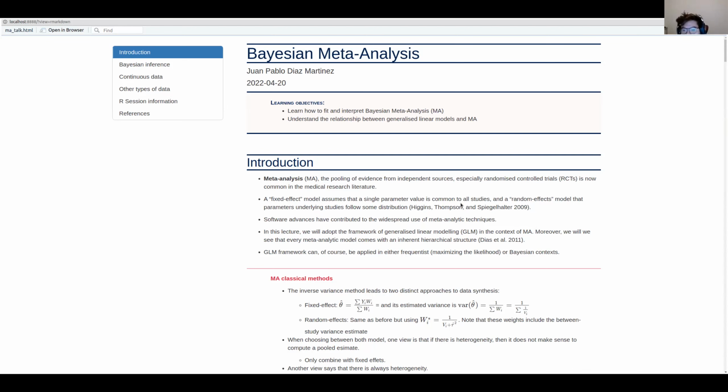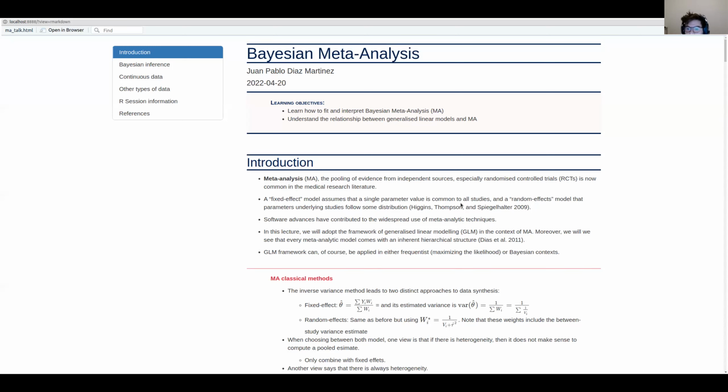Probably you have heard about this. More broadly speaking, in meta-analysis there are two models: the fixed effect model and the random effects model. A fixed effect model assumes that a single parameter value is common to all studies, and we're going to see what this means in a bit. A random effects model assumes that the parameters underlying studies follow some distribution. When we see the Bayesian approach, I'm going to come back to these two models.